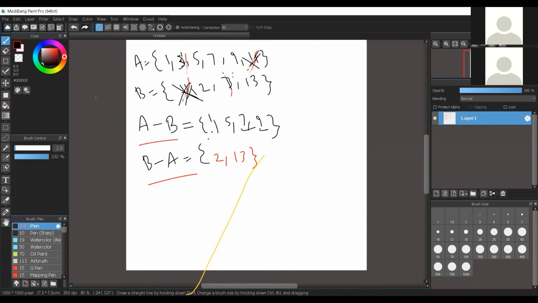Then again we have 2. Is it present in set A? No, it's not present in set A. So you can write it. Then we have 3. Is it present in set A? Yes, it's present in set A. We're not gonna write that. Then we have 13. Is it present in set A? No, it's not present in set A. So we're gonna write that. That is B minus A.